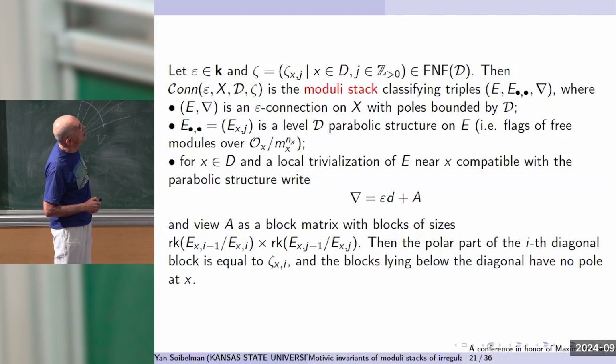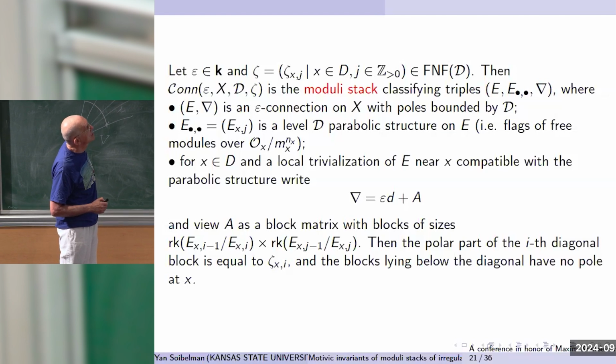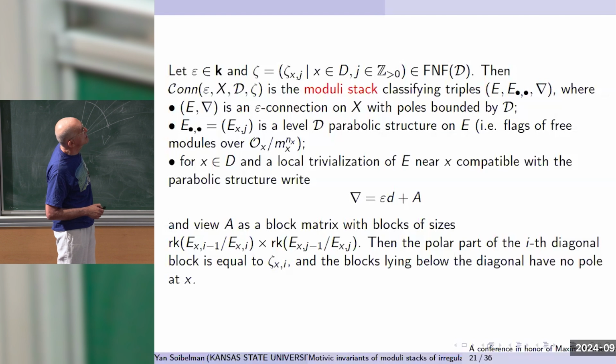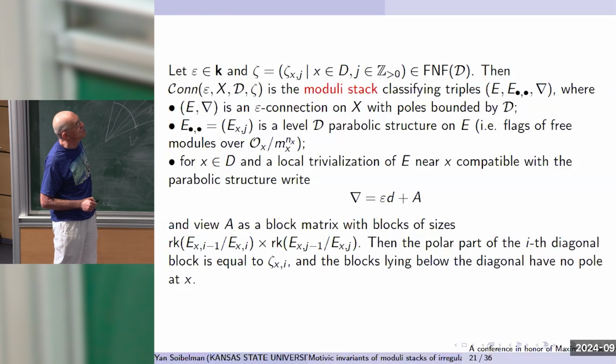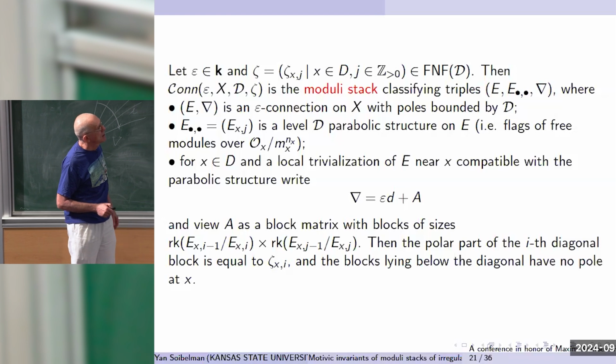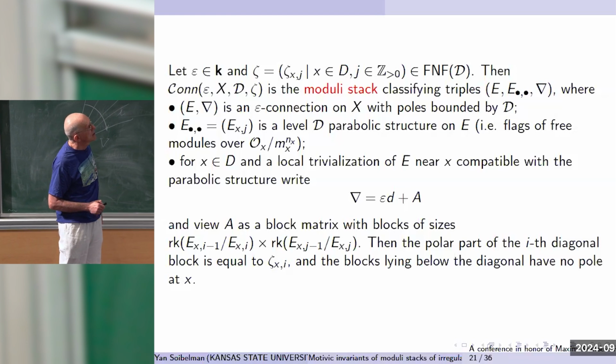So it is required that, of course, these flags are compatible with epsilon connections, and so that's basically the last bullet, a compatibility property. For example, if we consider a local trivialization of a vector bundle, so this is just an epsilon connection, and this is a block matrix with the block size corresponding to the associated graded with respect to my flag, and the polar part of the diagonal is fixed.